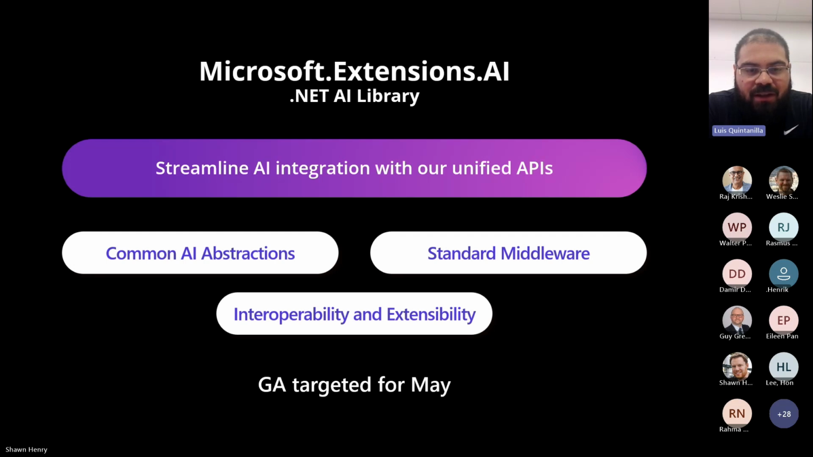If you haven't heard of Extensions.AI, I'll give you a quick rundown of what it is. It's effectively a .NET set of libraries that provides a common set of abstractions. It also provides standard middleware for things like logging, OpenTelemetry, things like that you may be doing in your applications. And the goal here is to effectively enable interoperability and extensibility, right? So as opposed to us going and building yet another framework, as the .NET team and as a platform team, what we are looking to do with Extensions AI is to enable the ecosystem to have a common language to talk.